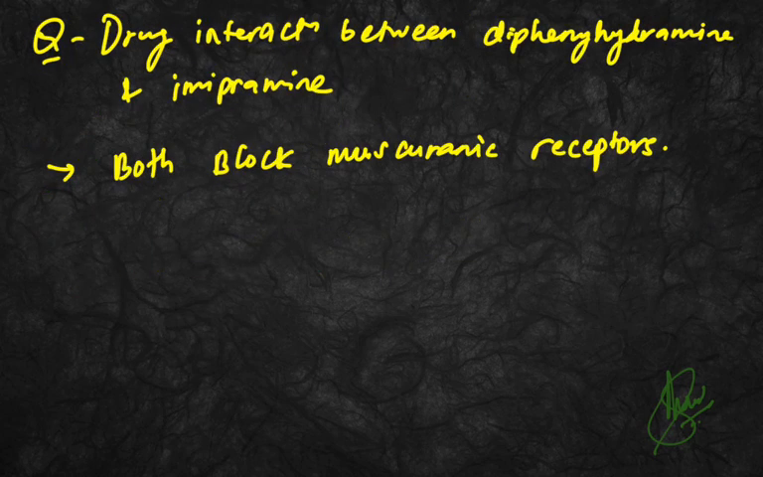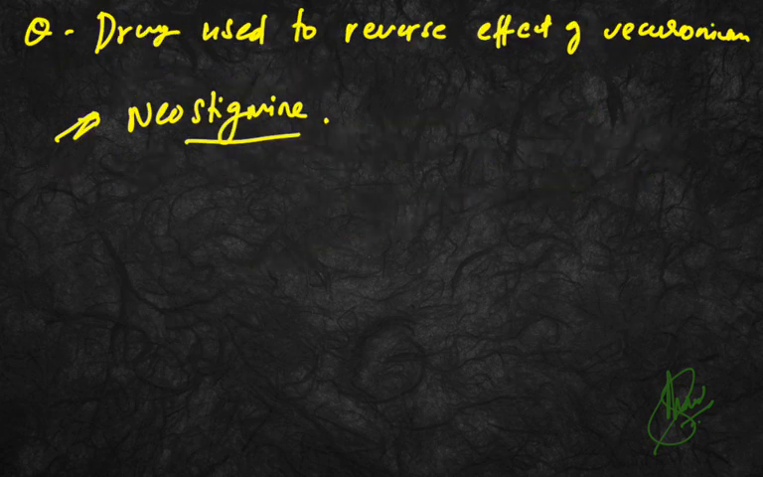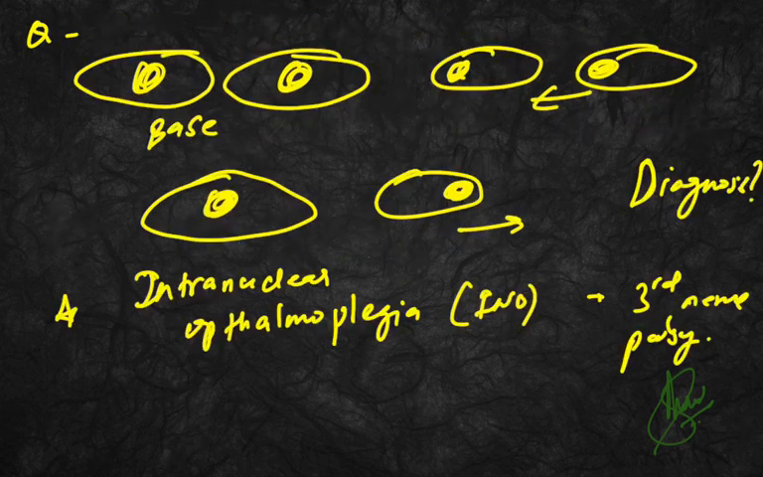Now, drug interaction between diphenhydramine and imipramine, they both block muscarinic receptors. So this is the correct answer. Now, the drug used to reverse the effect of vecuronium is neostigmine. This is the correct answer. A child with platelet count of less than 10,000, bone marrow showing normal cellularity with increase in megakaryocytes. This is the scenario for ITP. So what will be the management? The management for ITP is IV immunoglobulins.